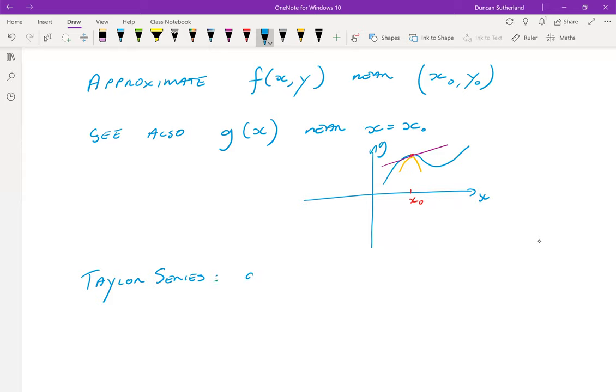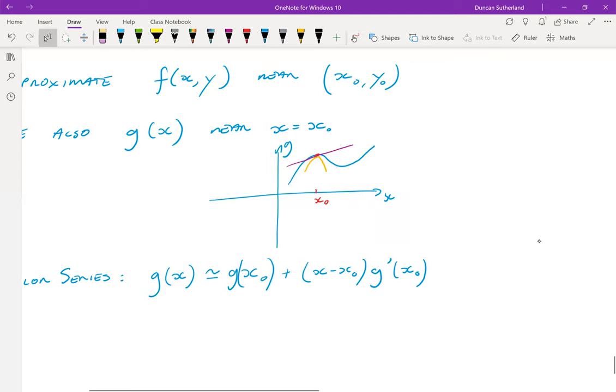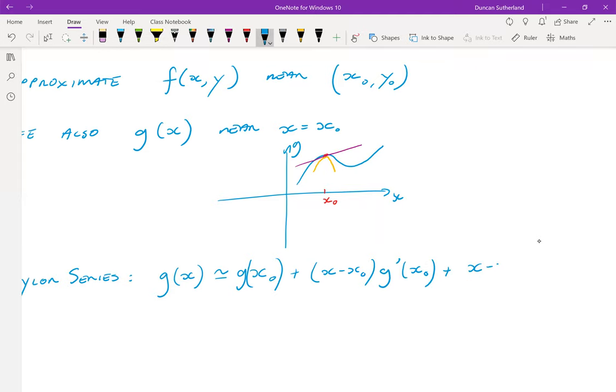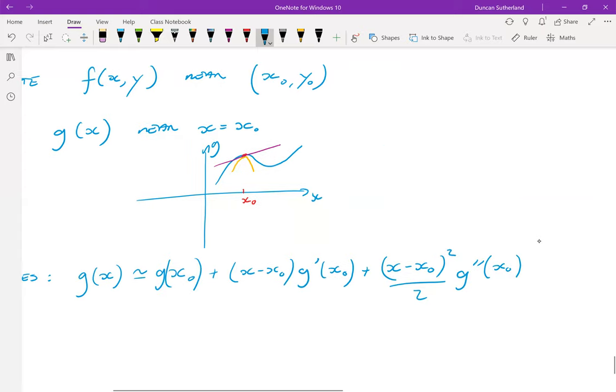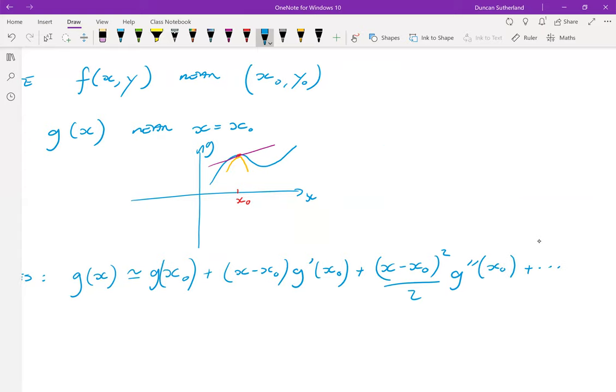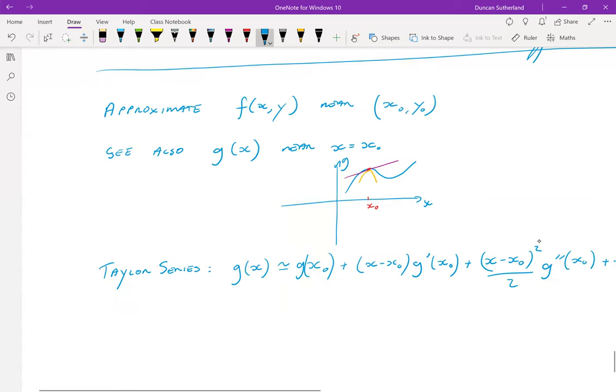That is, g of x is approximately equal to g of x naught plus x minus x naught times g dash of x naught plus x minus x naught squared over 2 times g dash dash of x naught, etc. Right, this should all be in your EM1A notes.